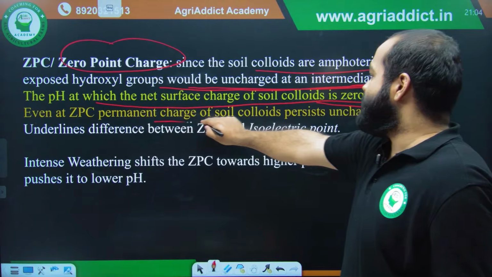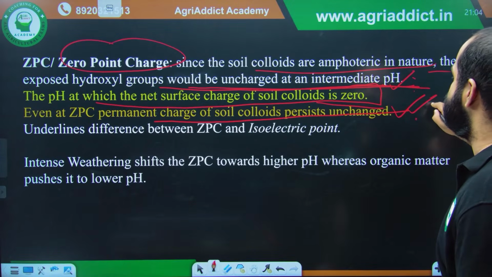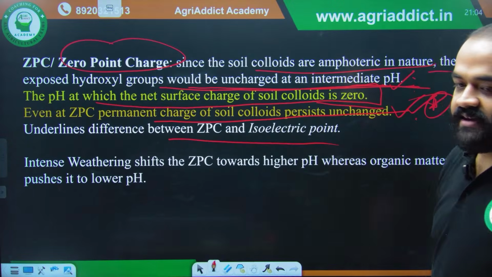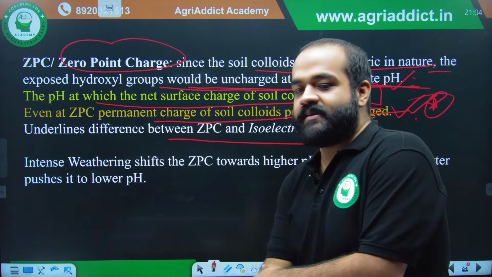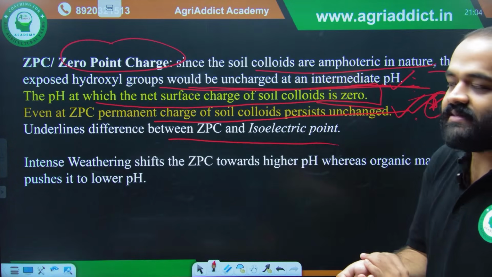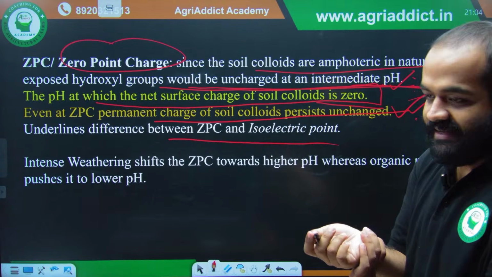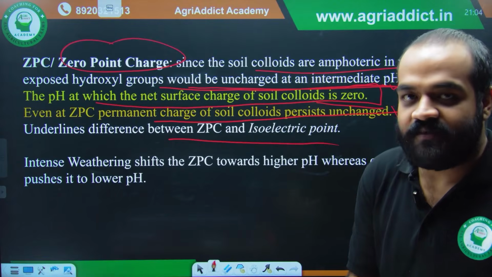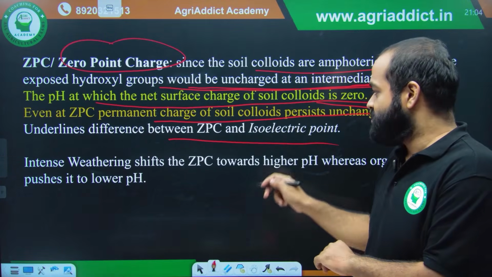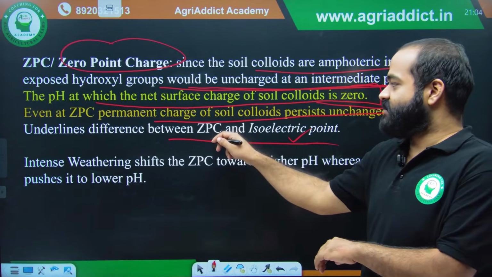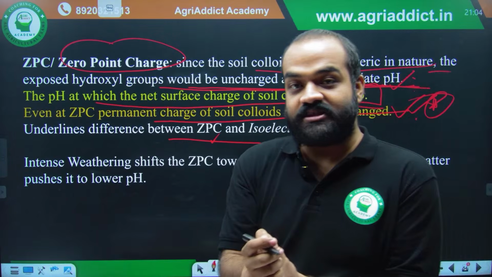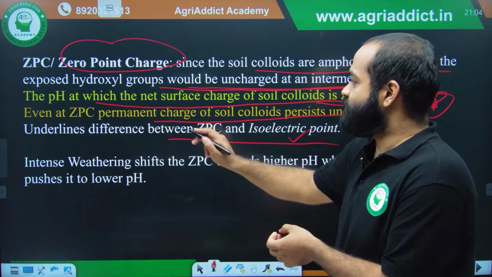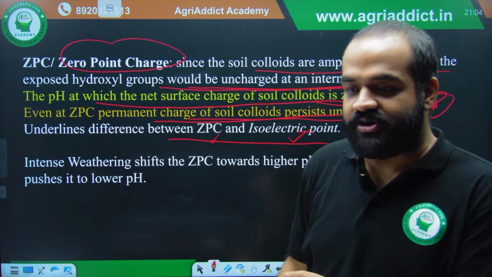In ZPC, permanent charge persists unchanged. This is very important. It underlines the difference between ZPC and isoelectric point. This is also from old ISSS. In the isoelectric point, the total zeta potential is 0. That is, all the charge, everything, permanent charge due to isomorphous substitution, surface charge, everything is 0. In case of ZPC, it is only the pH dependent surface charge. If it is permanent charge, it will persist unchanged.